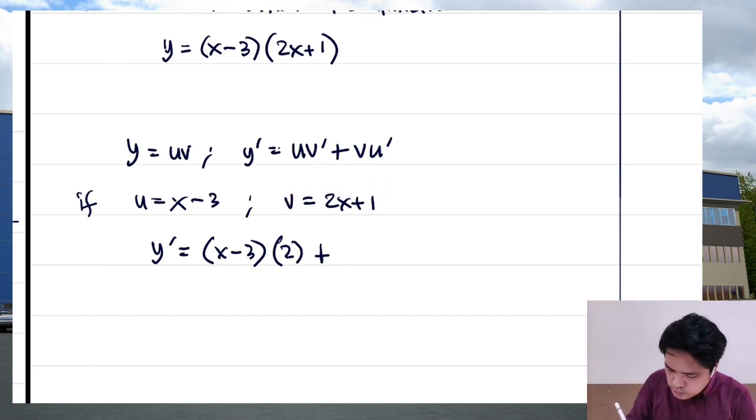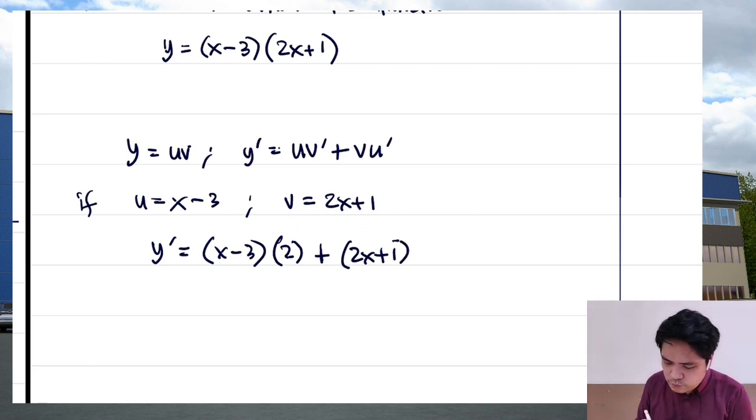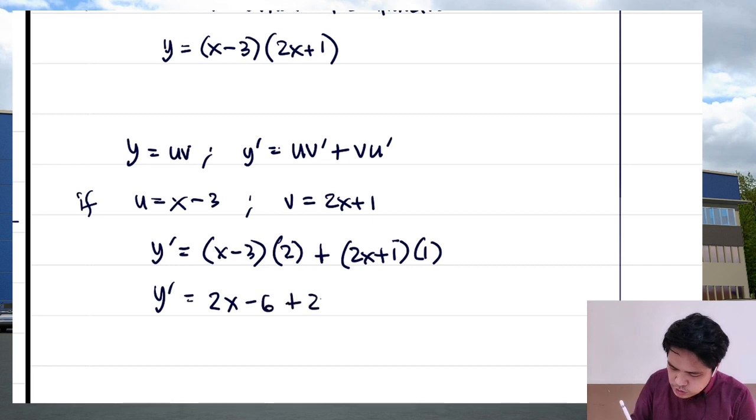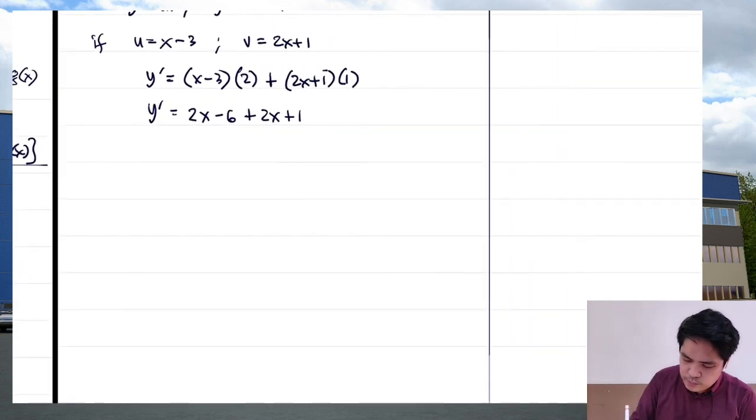plus copy the second function, v, which is 2x plus 1, times the derivative of the first function, this. So what is the derivative of x minus 3? So derivative of x is just 1, right? Minus derivative of 3 is 0, so times 1. So y prime is equal to, we'll have 2x minus 6 plus 2x plus 1.